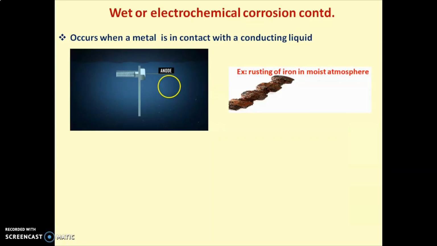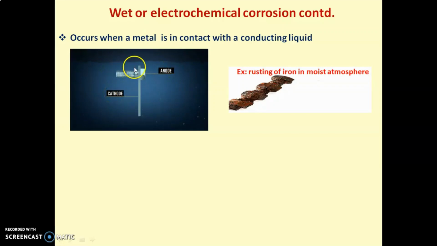Another example here. Wet corrosion takes place when a metal is in contact with a conducting liquid. The entire liquid is a conducting liquid. This is a single metallic rod made from iron. Now, when it comes in contact with the conducting liquid, one part of the metal acts as anode, the other part acts as a cathode. What is anode? What happens here? At an anode, oxidation takes place, and at a cathode, reduction takes place.